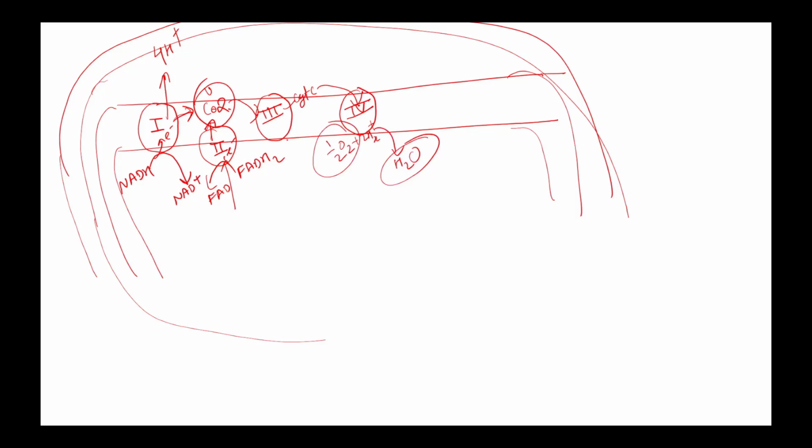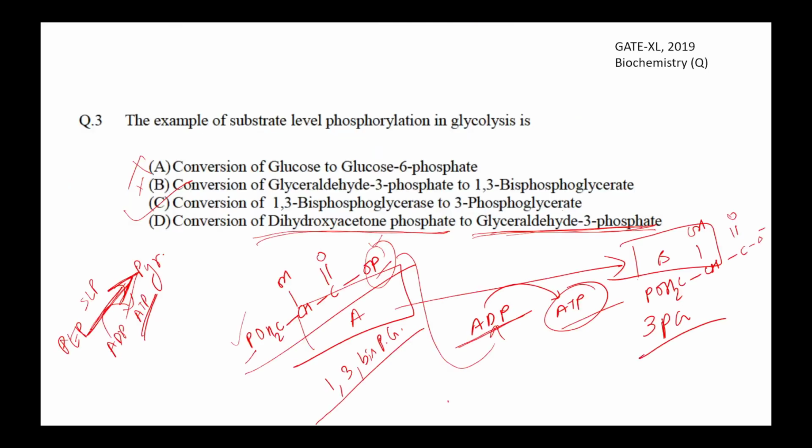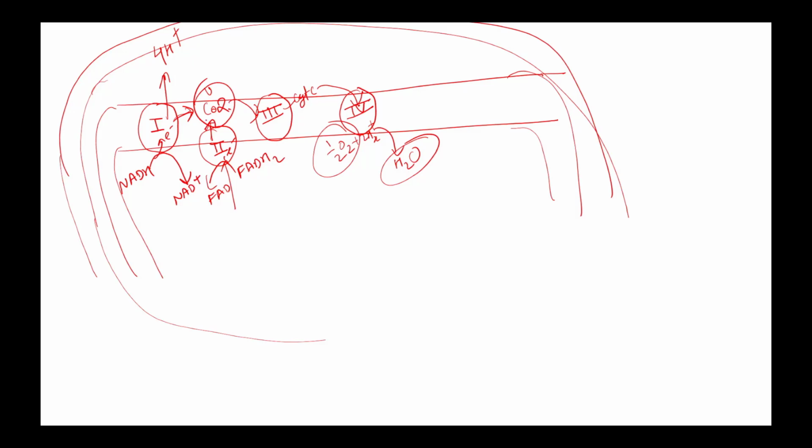So the final acceptor is the oxygen atom, and these 4 complexes have increasing reduction potential, or affinity to accept the electron. That is why the flow is maintained in one direction only. Complex 2 does not pump any protons across the mitochondrial membrane, but the other complexes do. This is how the proton flow and electron flow take place.